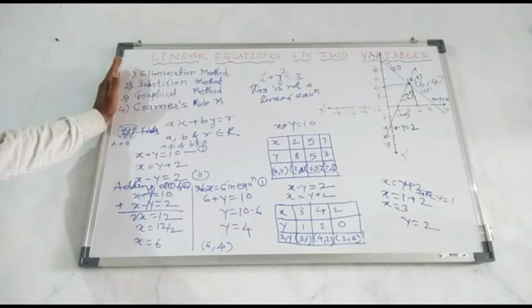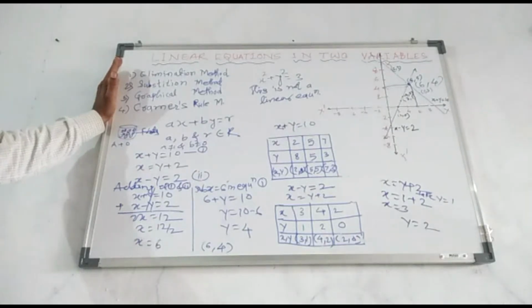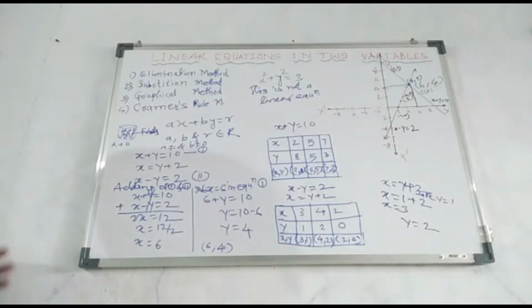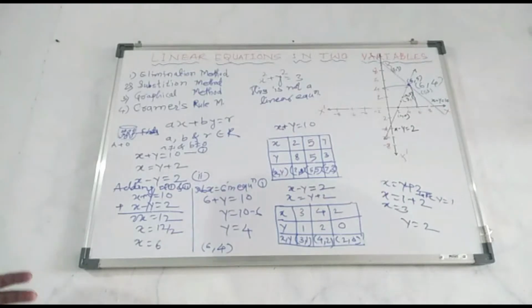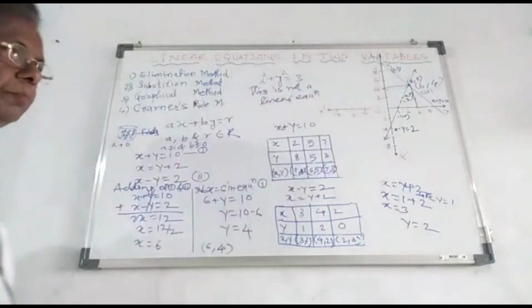Mathematics is divided into two parts in 10th class. The first part is algebra and the second part is geometry. So today we will learn the first part and the first lesson of mathematics, which is linear equations in two variables.